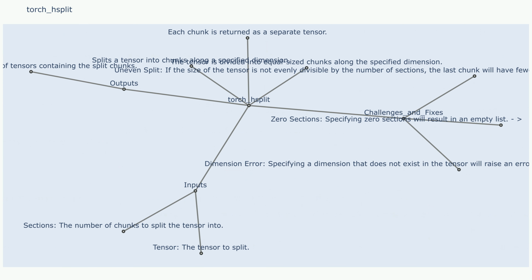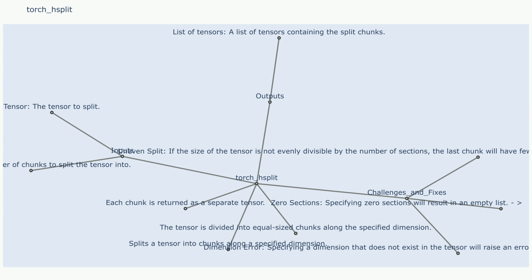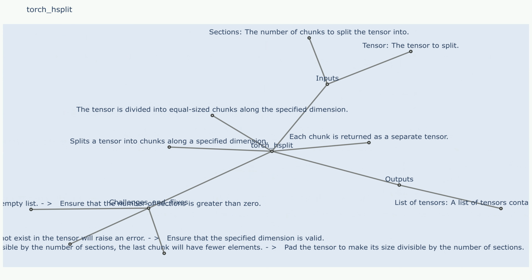List of integers. If you provide a list of integers, the tensor is split at the specified indices. For example, sections 2, 4 will split the tensor into 3 subtensors, the first subtensor containing columns 0 to 1, the second subtensor containing columns 2 to 3, and the third subtensor containing columns 4 to the end. Outputs. Output: tuple of tensors.